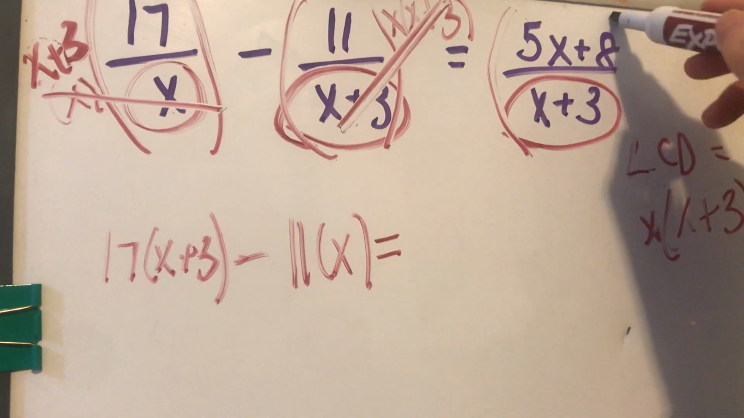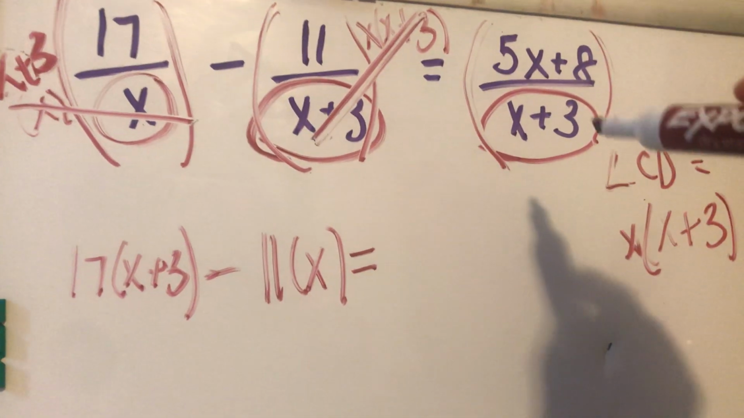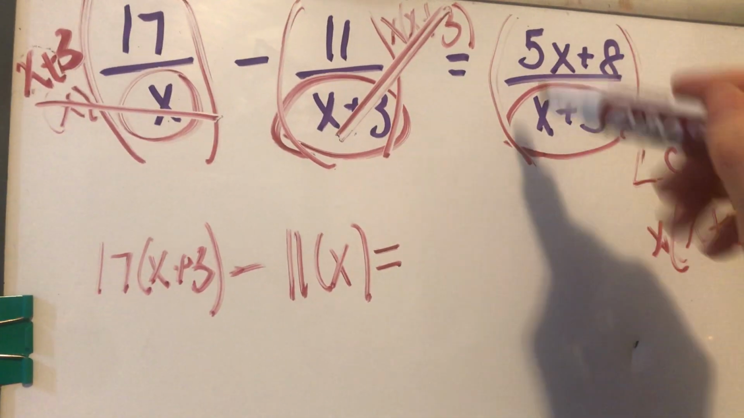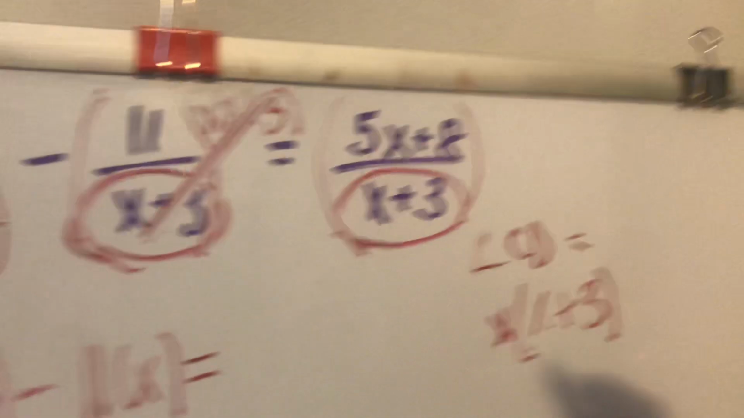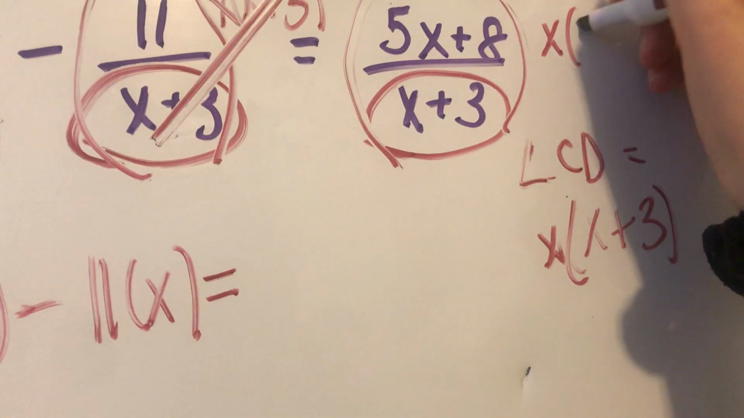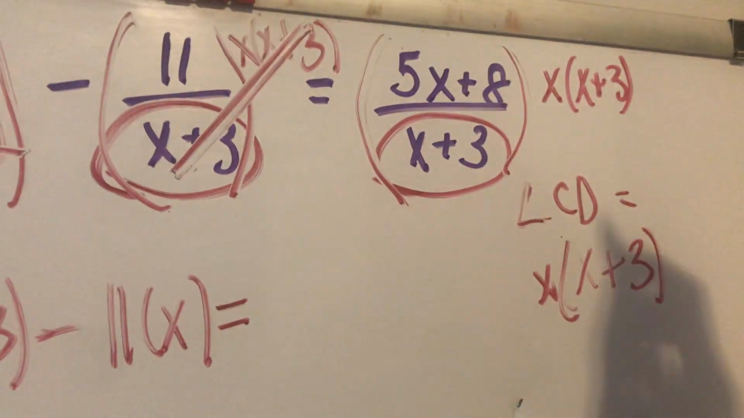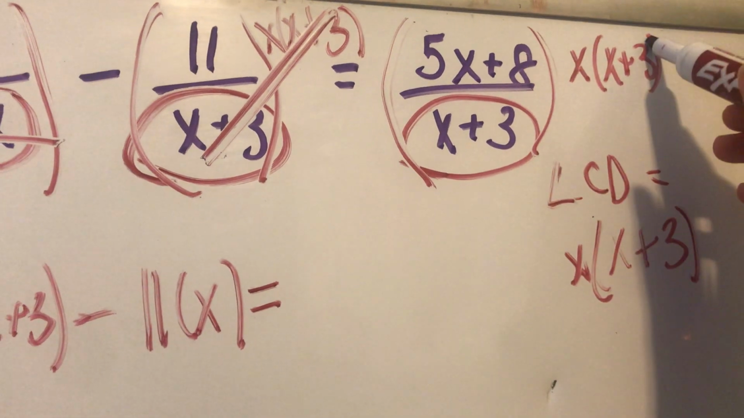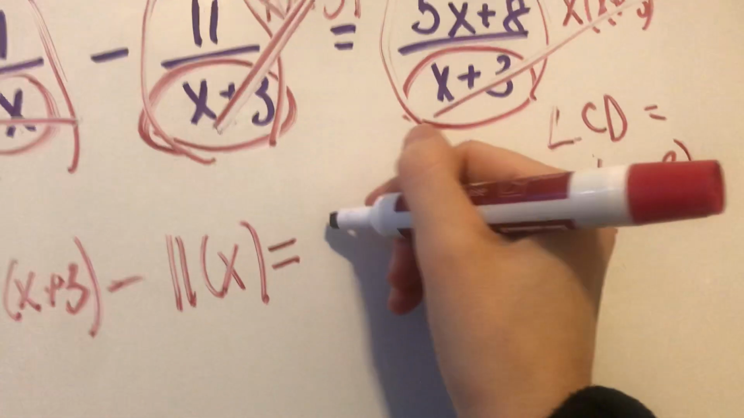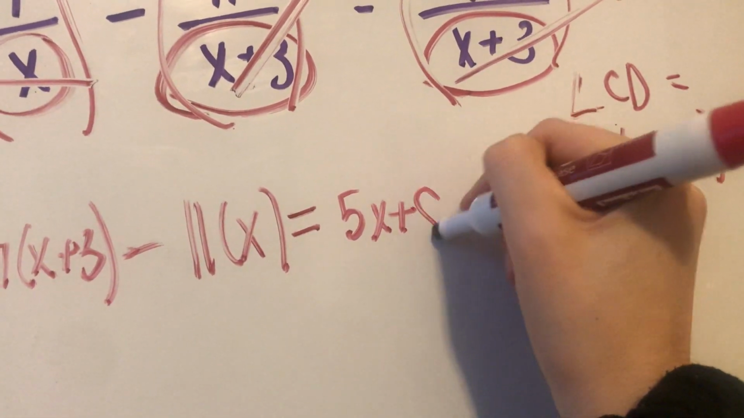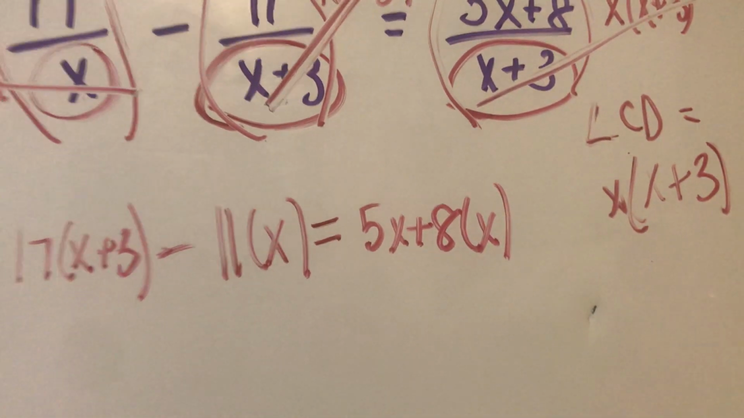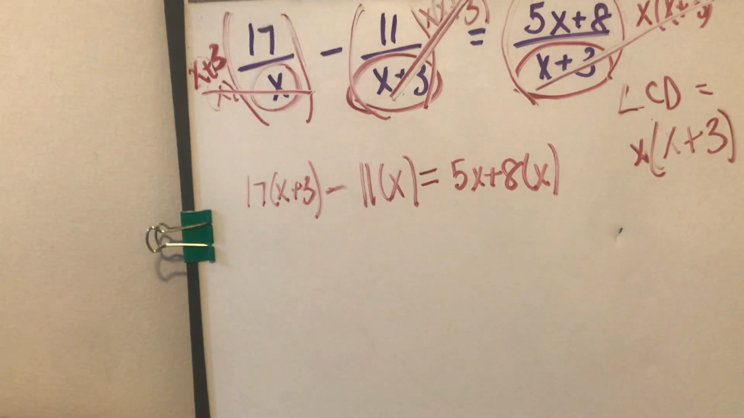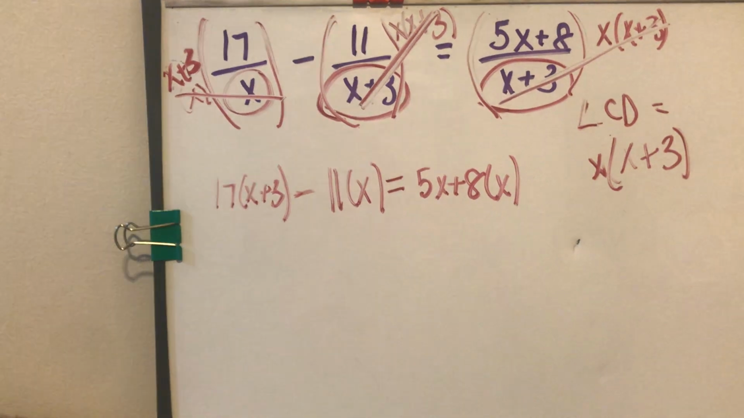And you also need to be multiplying everything, otherwise you don't have an equal equation. So this needs to be multiplied by your least common denominator as well, that x plus 3. But notice, this is already in common. So I'm really just multiplying 5x plus 8 times x. And it completely destroyed your fraction there.